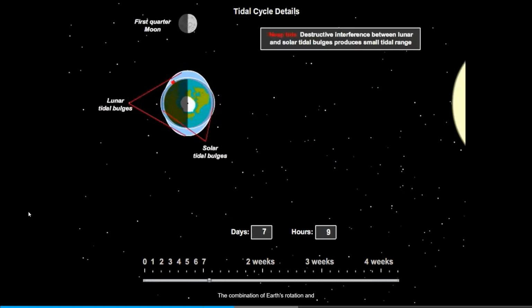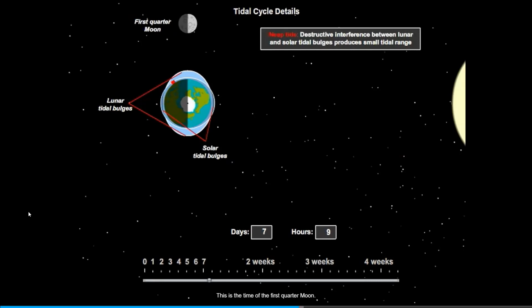The combination of Earth's rotation and the moon's revolution around Earth mean that most coastal areas experience 2 high tides and 2 low tides every 24 hours and 50 minutes. The tidal range, the height difference between high tide and low tide in a location, varies during the month. As the orientation of the moon to the sun changes during the month, the positions of the lunar and solar tidal bulges also change. The animation pauses after about a 1-week period.